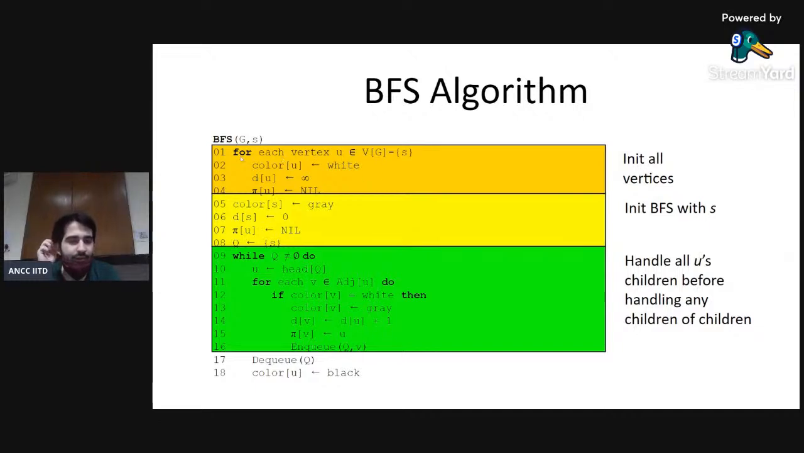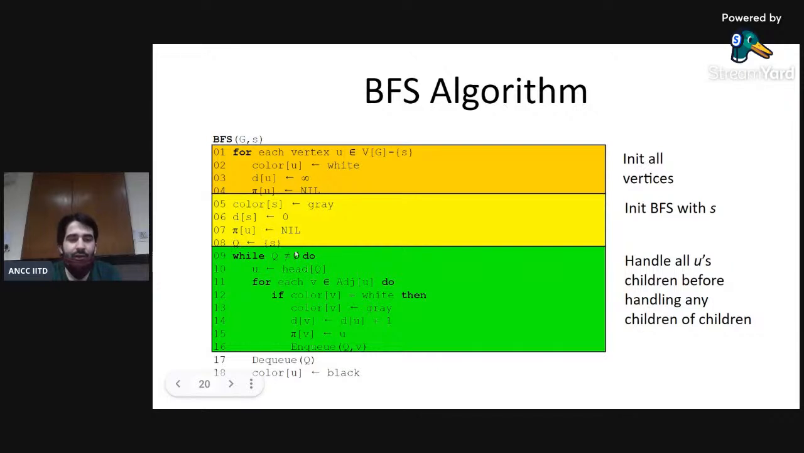So for each vertex u in the vertex set, except for the starting vertex, we set the color to white, distance to infinity, and there is this pi array. It is basically from which vertex updated the distance for u. So pi of u is nil because no vertex has currently updated the distance for u. And now we begin our algorithm with S. So color of S is gray, distance of S is 0, pi of S is nil because no vertex actually updated the distance for S. And we add S to the queue.